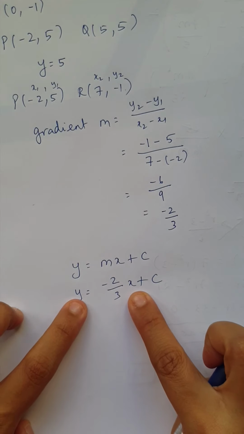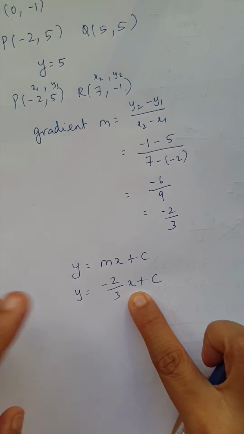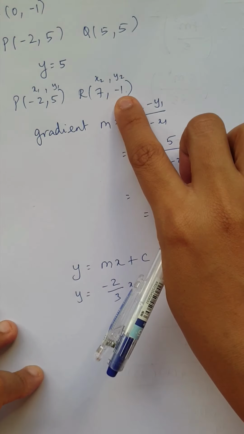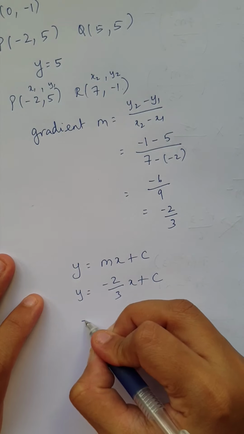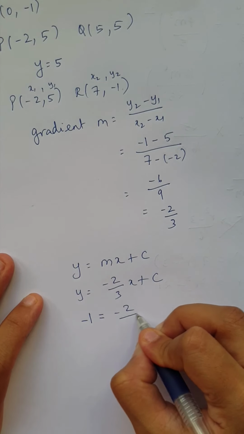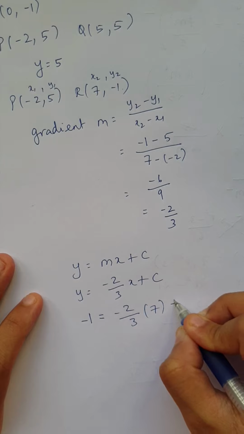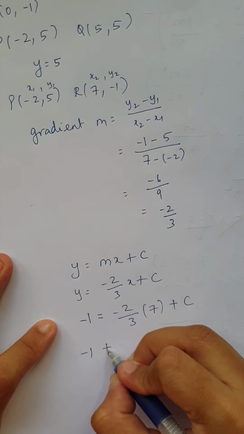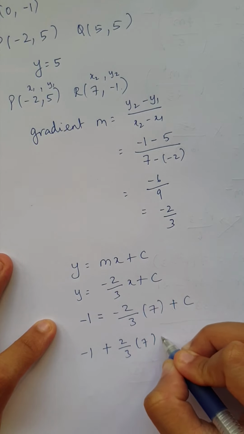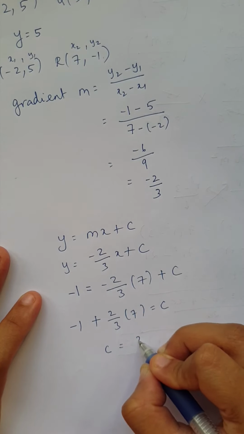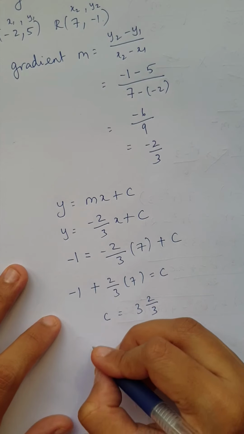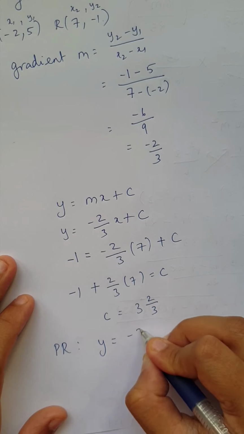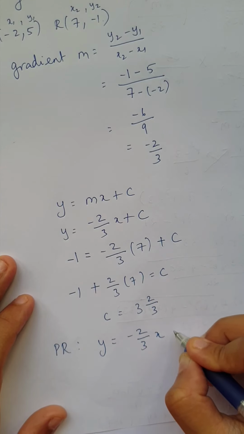To do that, I need to take any one point on the line. I'm going to choose point R, which is (7, negative 1). So I get negative 1 as my y, and my x I'm going to choose as 7. So I need to find c. So c is given by 3 2/3. So the equation of PR is given by y equals negative 2/3 x plus c.